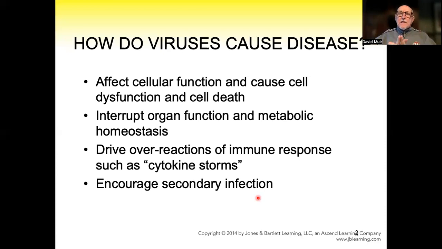The last thing is that in damaging cells and in damaging organ function, viruses predispose people to secondary infection, especially secondary bacterial infections. And that, for example, a lower respiratory tract infection by a virus may predispose to a lethal pneumonia. And so there is a chain of effects that arise from a viral infection.